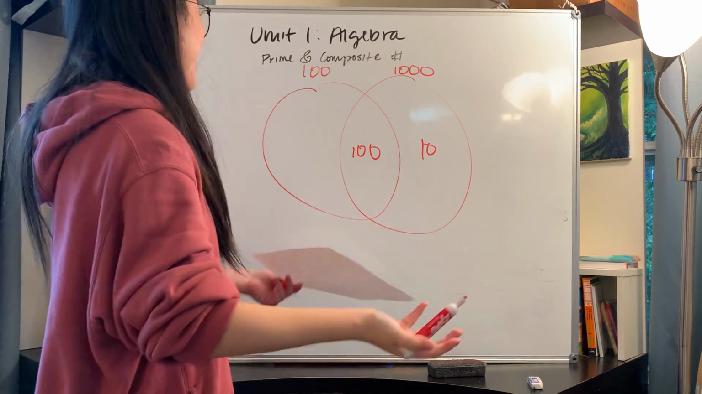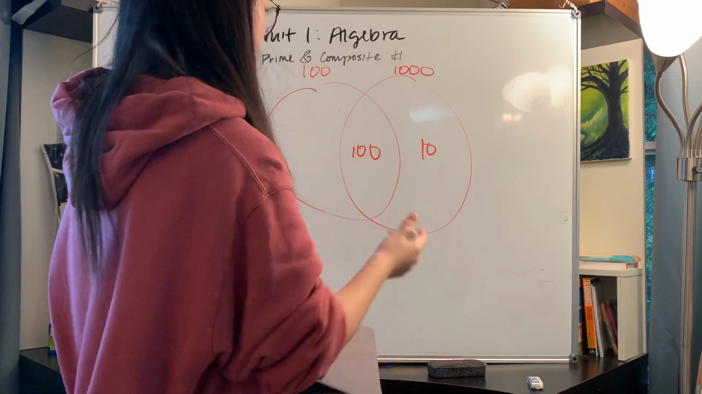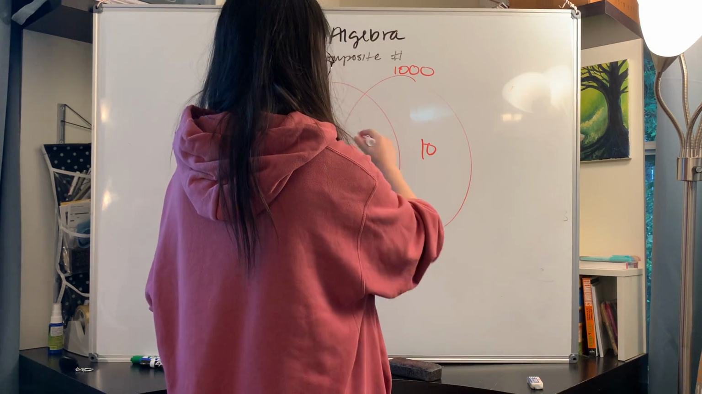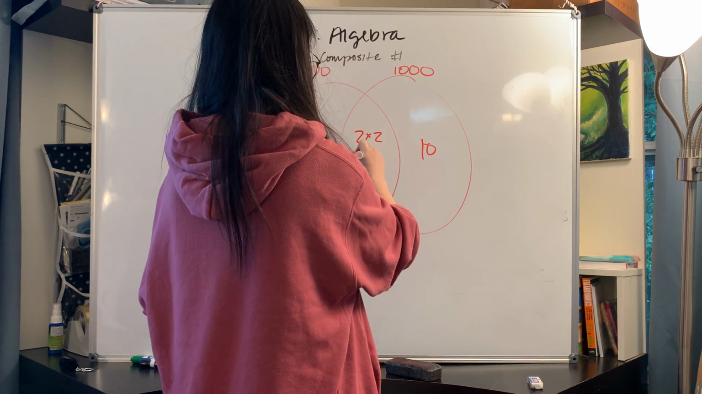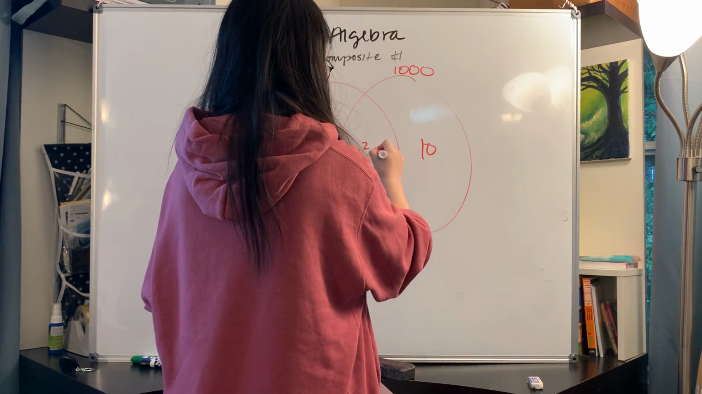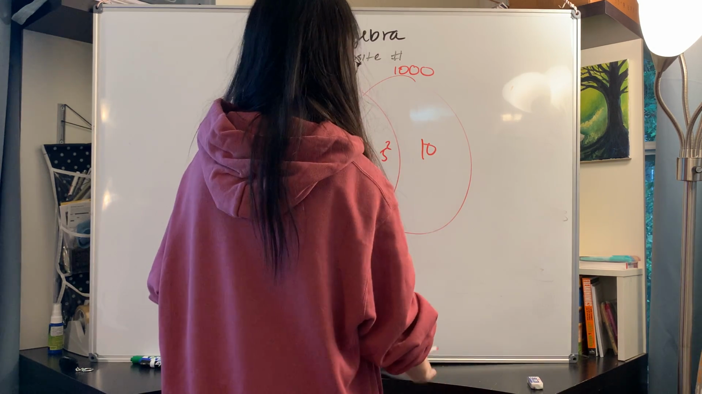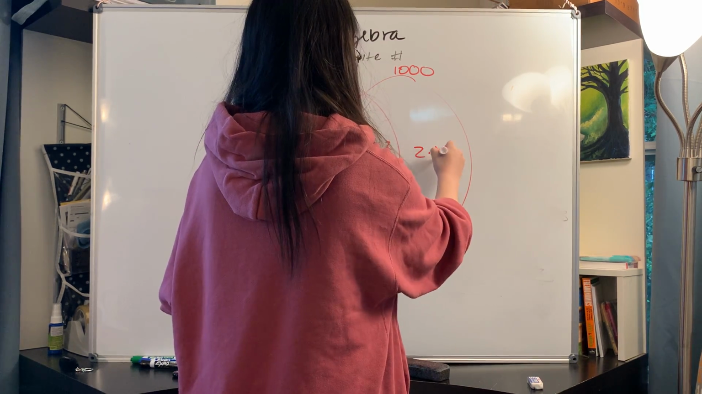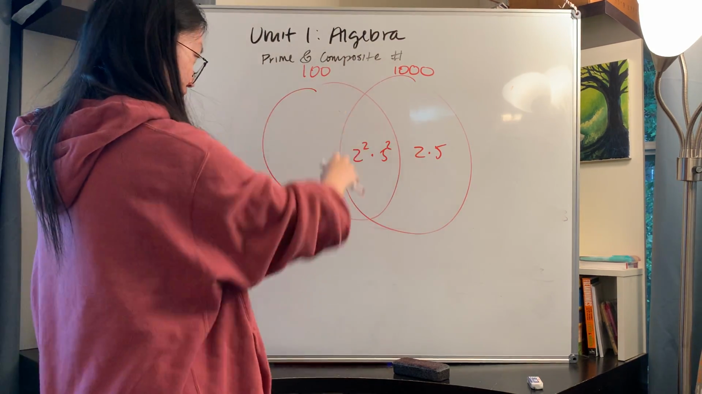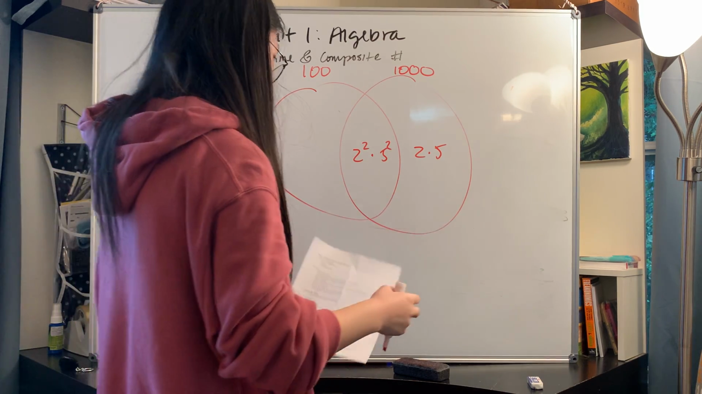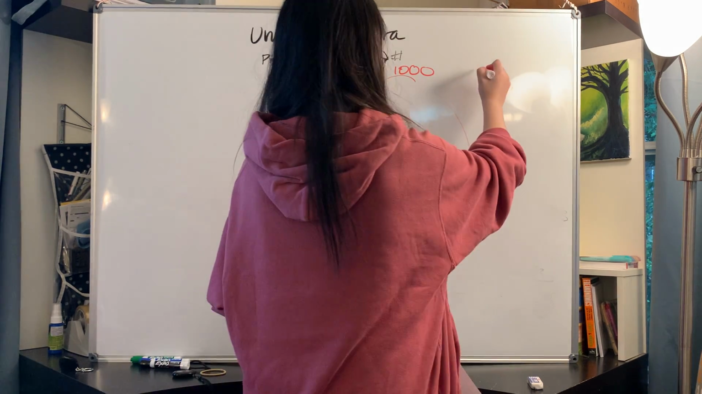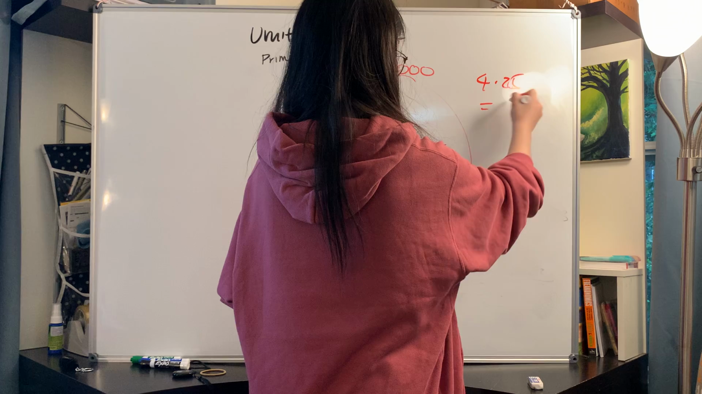And that's how I'm going to explain my Venn diagrams from now on. These are all the factors though. So I suppose it would make more sense for me, instead of having 100, to have 2 times 2 times 5 times 5, or 2 squared times 5 squared. And for here, I'll rather have 2 times 5. And we multiply all this in order to get 1,000 here and 100 on this side. So the greatest common factor would be these numbers right here. And that would be 4 times 25, which is equal to 100.